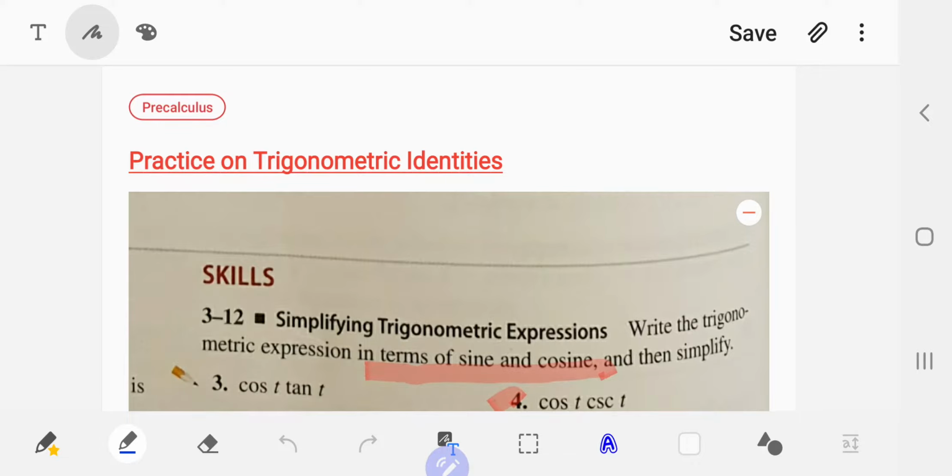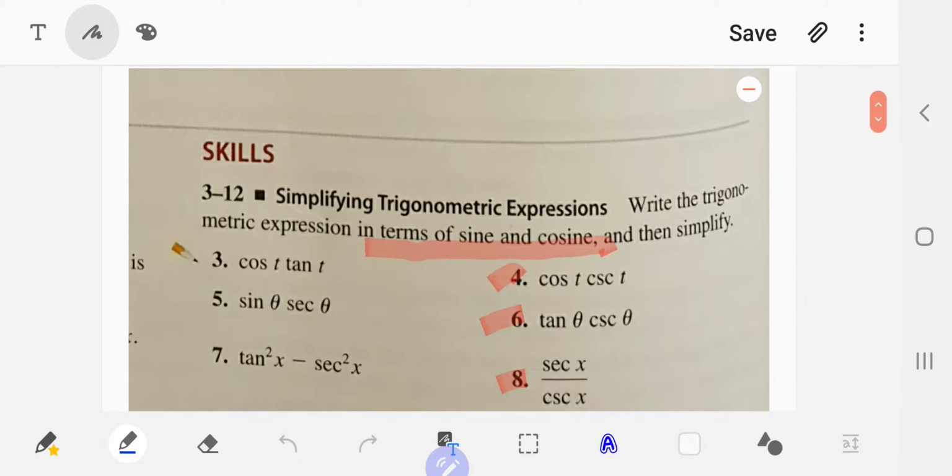Okay, let's try to practice some simple questions on trigonometric identities. Let's have a look at this group of questions. What does it say? It says, write the trigonometric expression in terms of sine and cosine, then simplify. So all you need to do is write them in terms of sine and cosine.